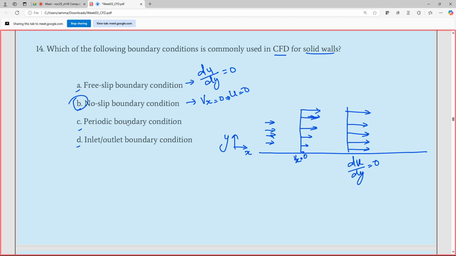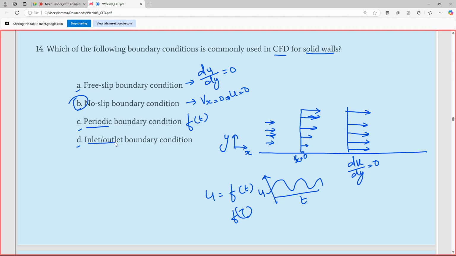And what is the periodic boundary condition? By the name itself, we can say it is a function of time. Suppose u is equal to a function of time. It is varying like a sine wave or something. Not just varying, but it is repeating at regular intervals, that is, time periods. For some time period, f of t will be repeating. Such a boundary condition is known as a periodic boundary condition.